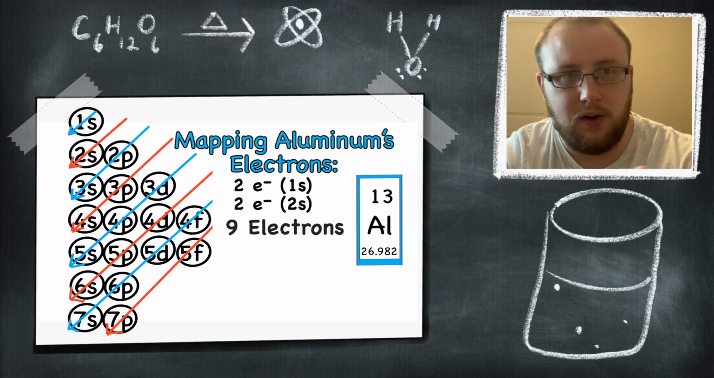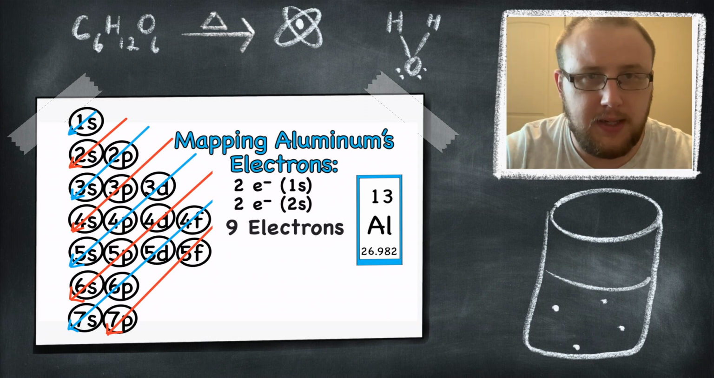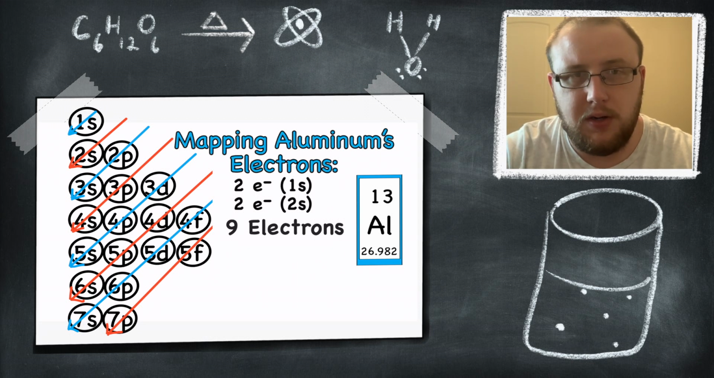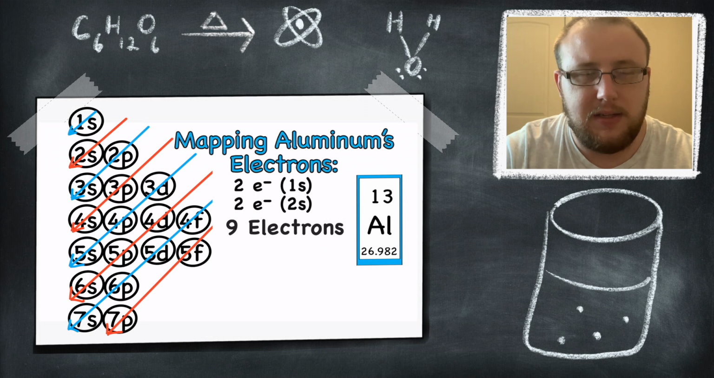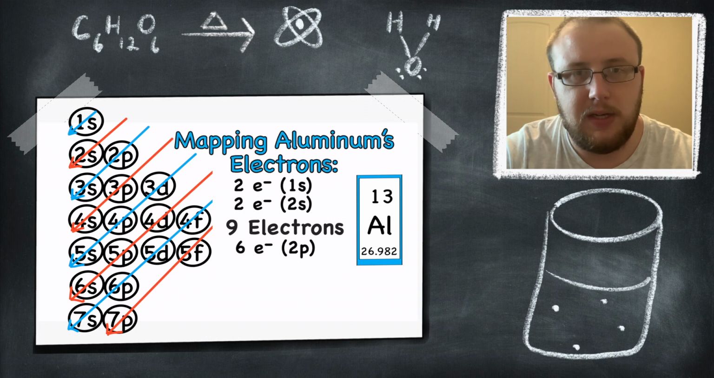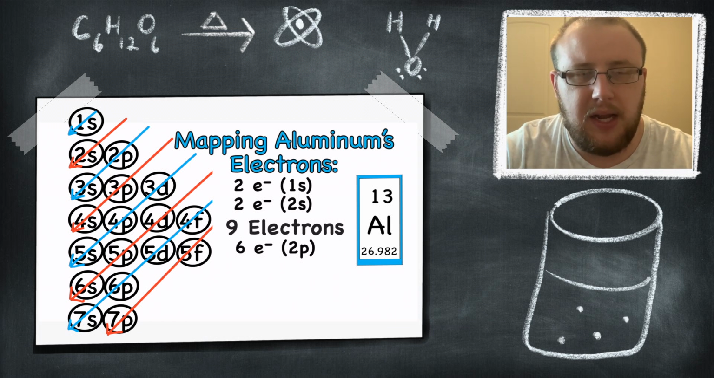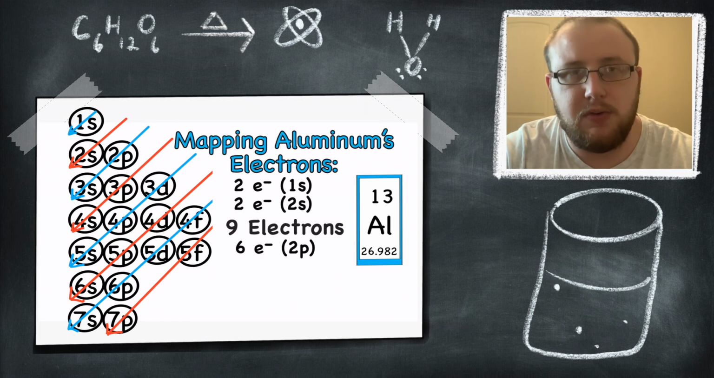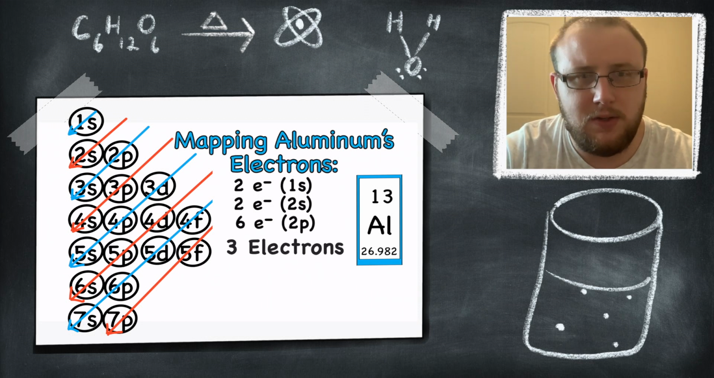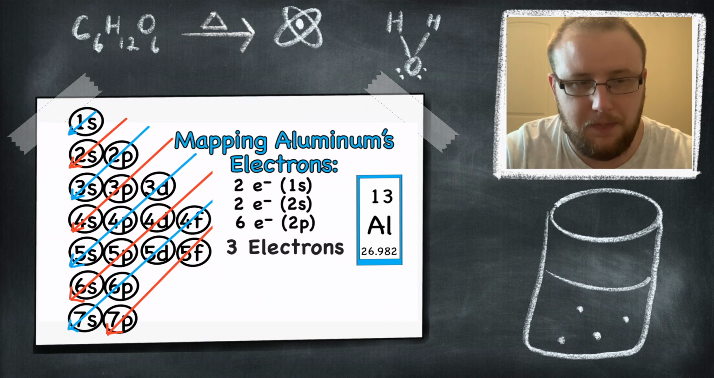So right now our map says 1s, 2s. Now we can move on to our p orbital. So this will be 2p. Remember, we can have up to 6 electrons in the p orbital. So there we go, we minus our 6 electrons from there. And now we went from 9 down to 3 electrons. So now we have 1s, 2s, 2p.